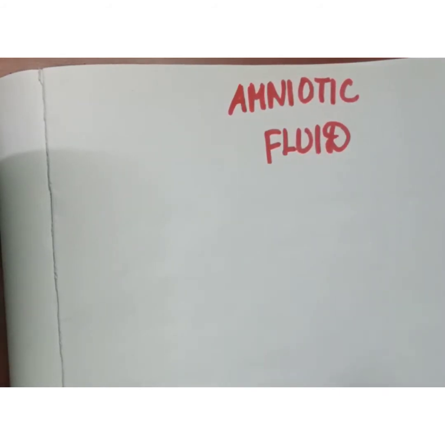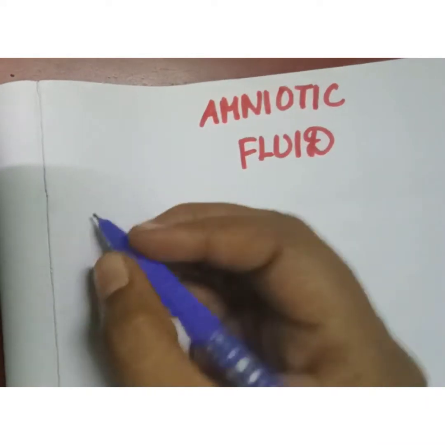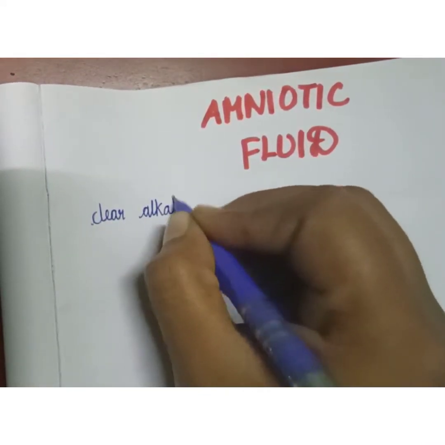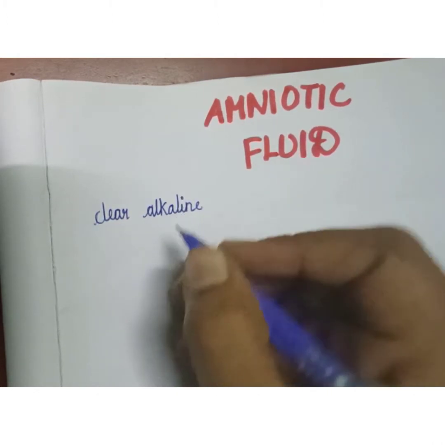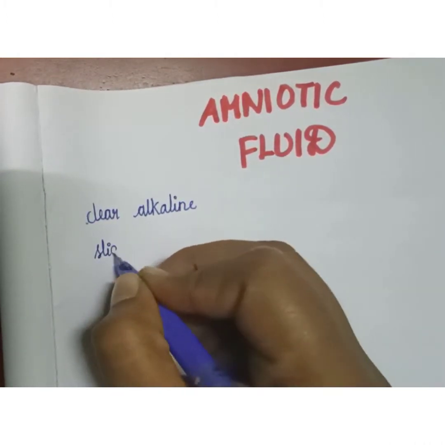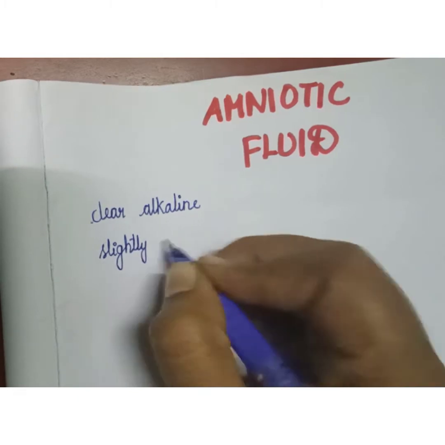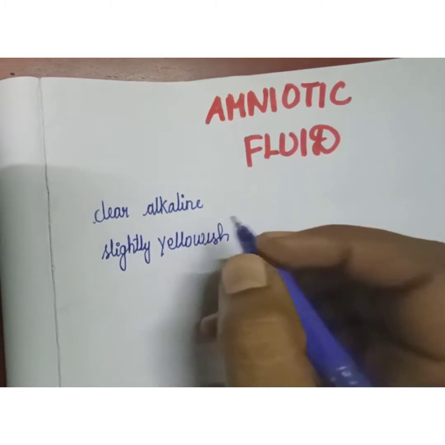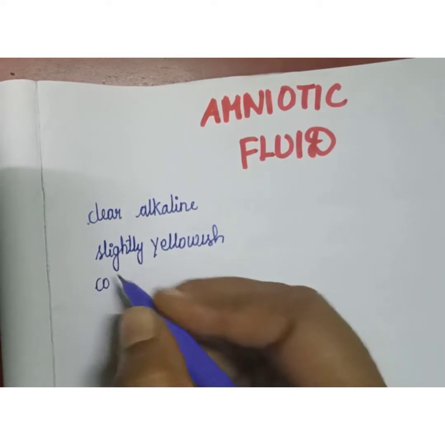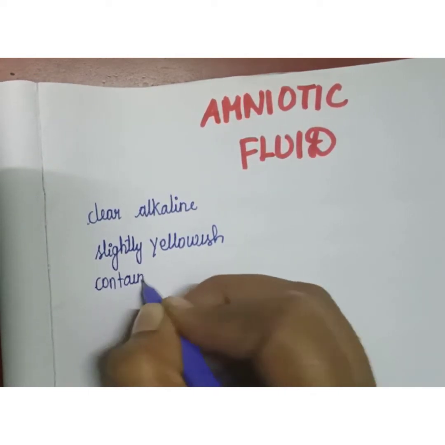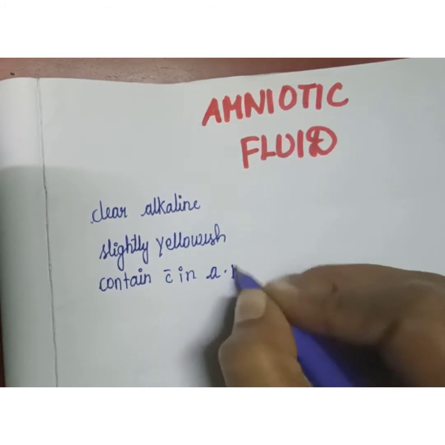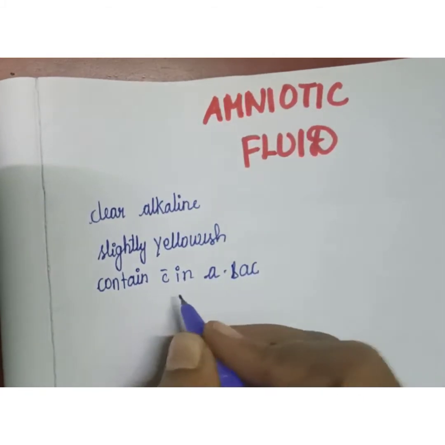Amniotic fluid is clear, alkaline, and slightly yellowish in color, and it is contained within the amniotic sac.